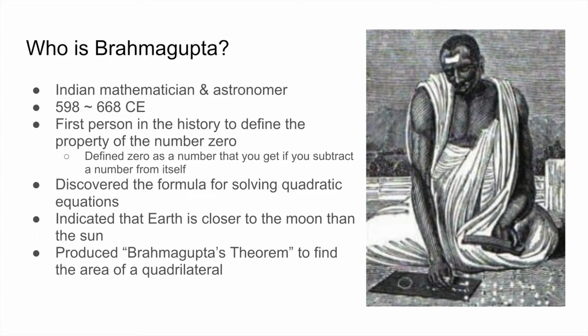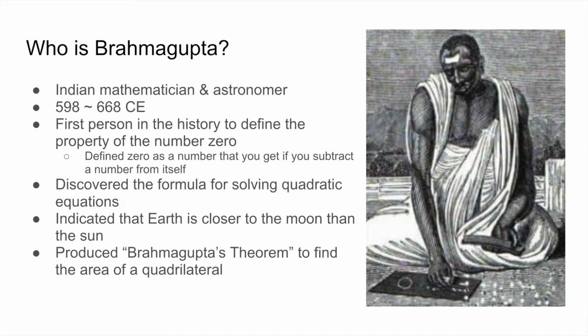So, who is Brahmagupta? He's an Indian mathematician and an astronomer who lived from 598 to 668 CE, and he was the first person in history to define the property of the number 0. To be specific, he defined 0 as the number you get if you subtract a number from itself. He also discovered the formula for solving quadratic equations. But still, he was an astronomer, so he indicated that Earth is closer to the moon than the sun.